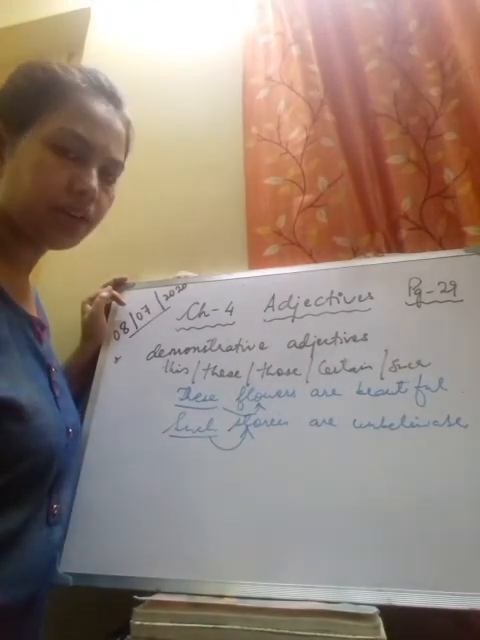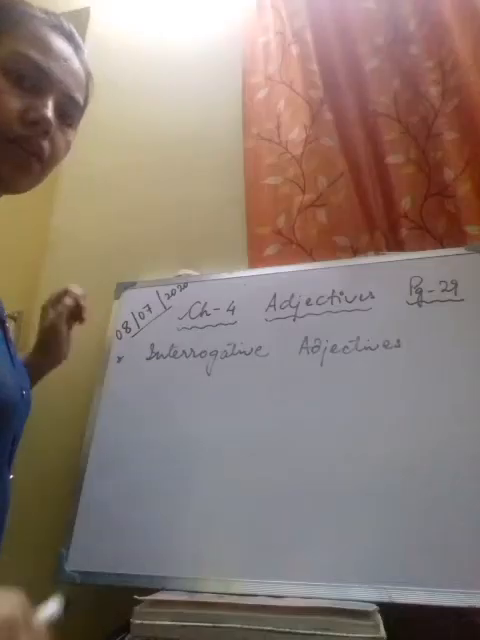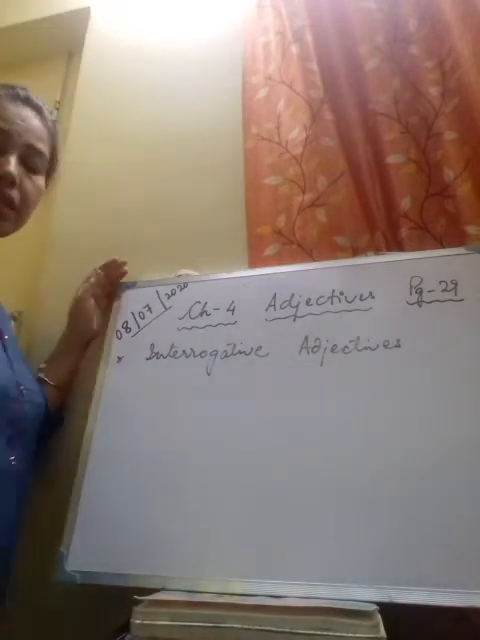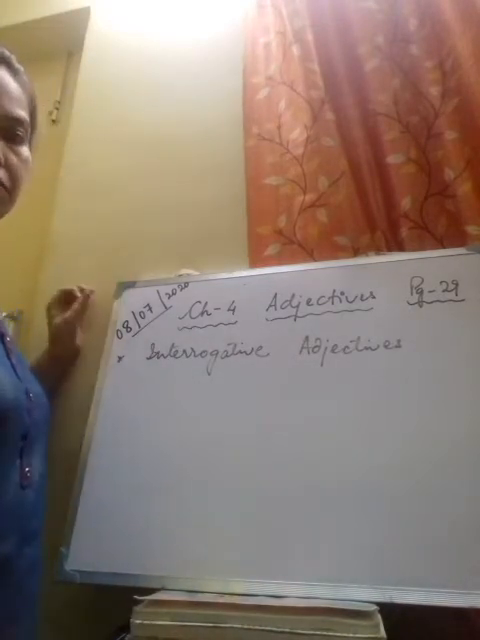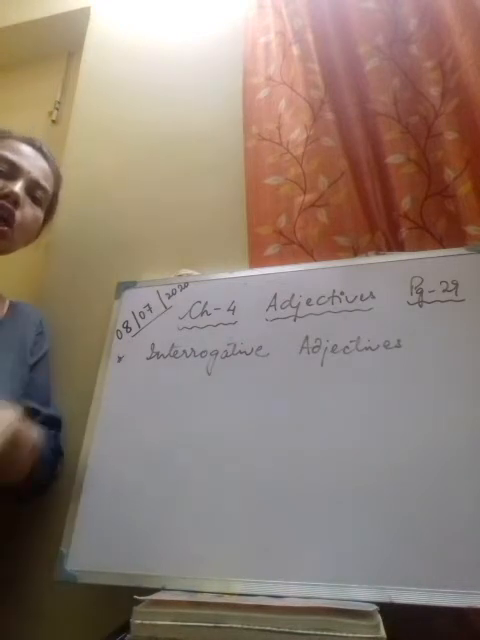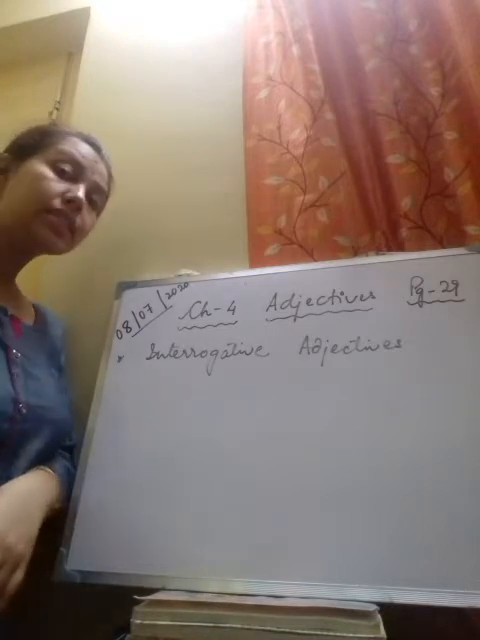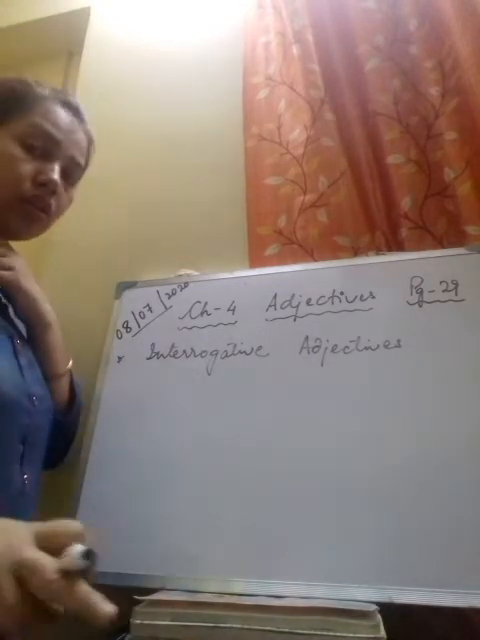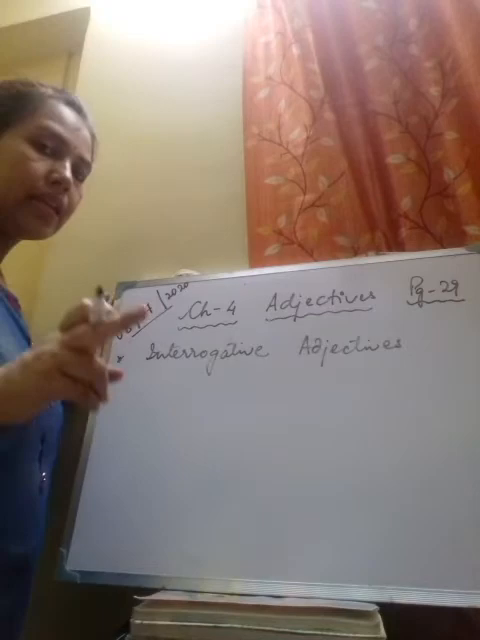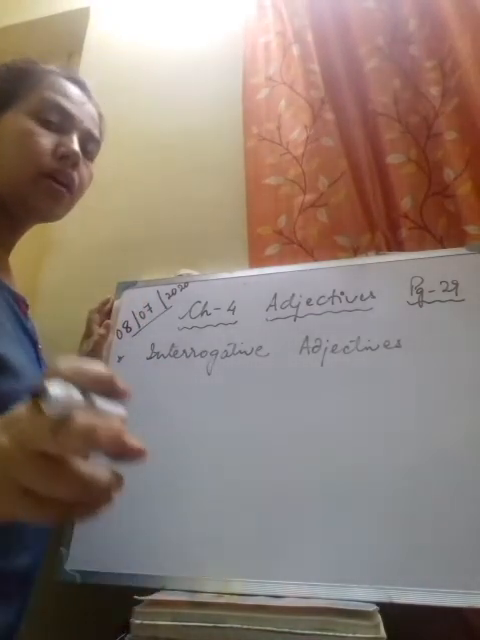Now, moving on to the next, possessive adjectives. Okay, fine. Interrogative adjectives first. What are interrogative adjectives? Interrogative adjectives are words like whose, which, what, that are used along with nouns to ask questions. Here also, these WH words are immediately followed by the nouns.